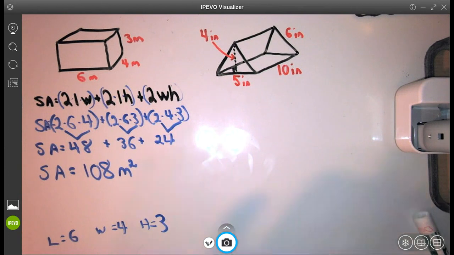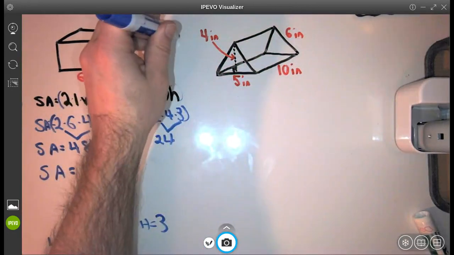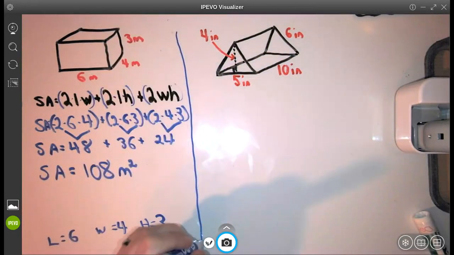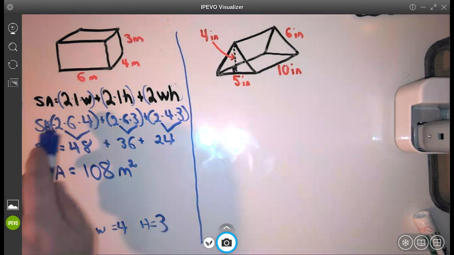So that is how to do a rectangular prism. Or you can just visualize and find the area of each face and add them together. But this formula works all the time, but only with rectangular prisms. All right, so now let's try this problem on the left. On the left, what we have here is a triangular prism. To find the area of a triangular prism, we cannot use this formula that we have over here.